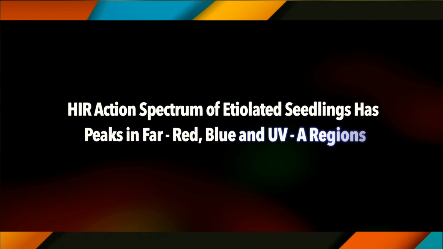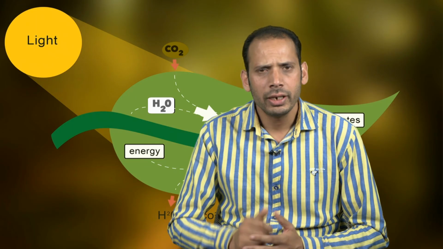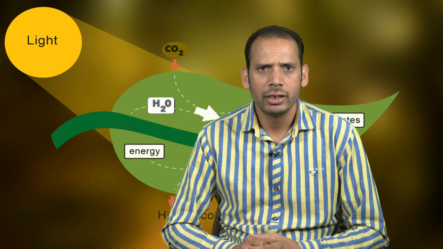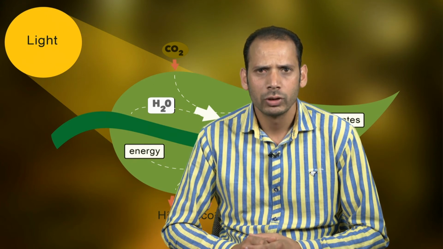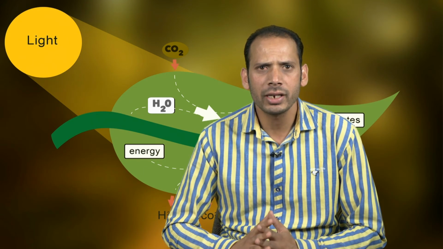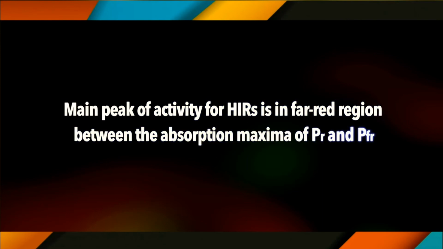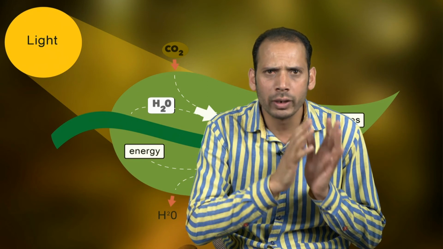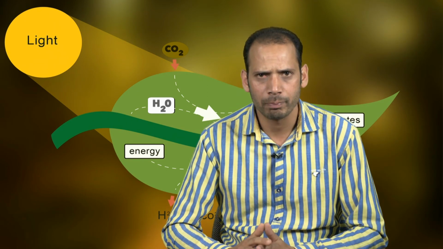The high irradiance response action spectrum of etiolated seedlings has peaks in the far red, blue and UVA regions. For studying high irradiance responses such as inhibition of stem or hypocotyl growth, dark grown seedlings, etiolated seedlings, have usually been selected, and the study has revealed that the main peak of activity for high irradiance responses is in the far red region of the spectrum between the absorption maxima of Pr form and Pfr form. Besides, these peaks also fall in blue and UVA regions of the spectrum.